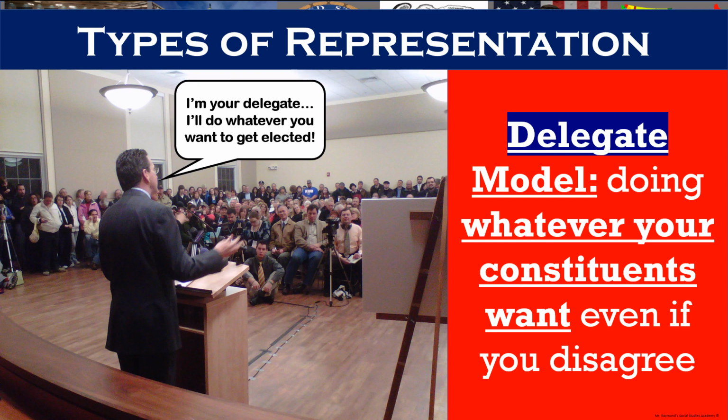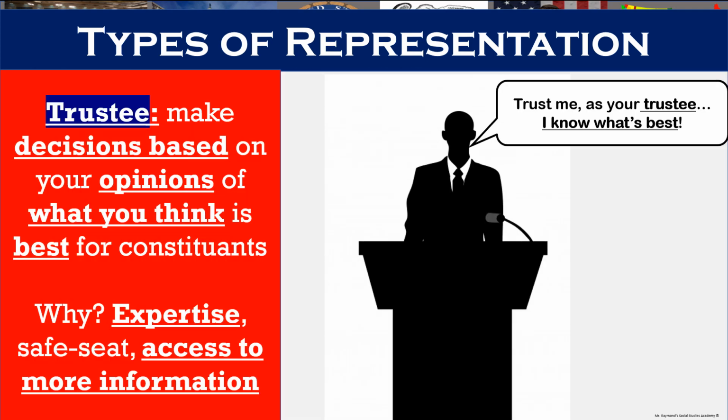in their district. In contrast, the trustee model of representation, in which a Congress member will vote or make decisions based on their own opinions or what they think is best for their district or the country, even if those might contrast with their constituents. Under the trustee model, the Congress member might feel that their expertise and access to more information than their constituents have makes them a better judge on policy.